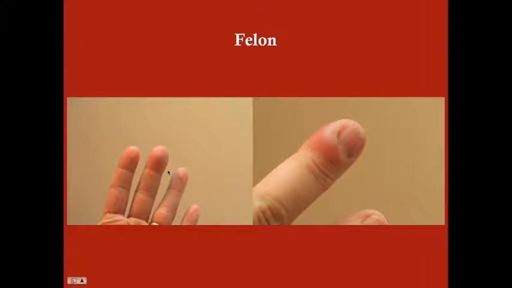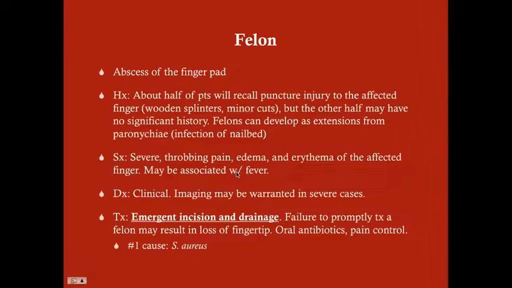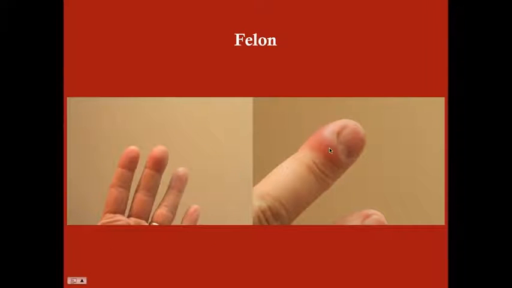So obviously not an acutely problematic condition other than you want to drain the pus. If this doesn't get drained, it might turn out looking like this. So, for the USMLE, if you have a felon, do an incision and drainage, as well as oral antibiotics.